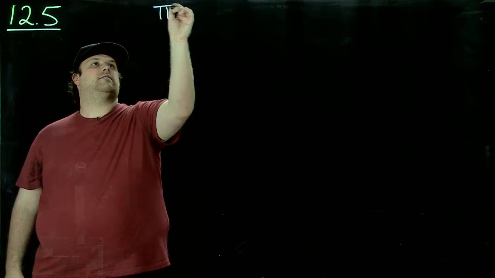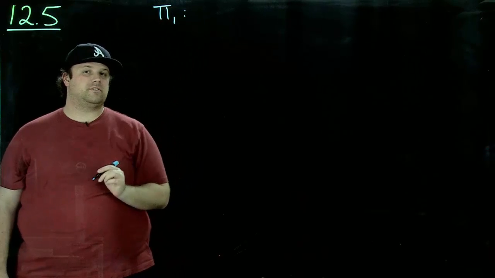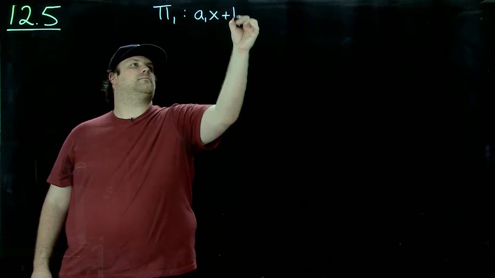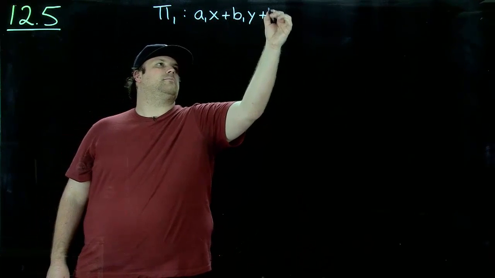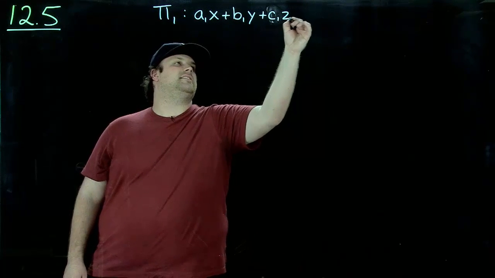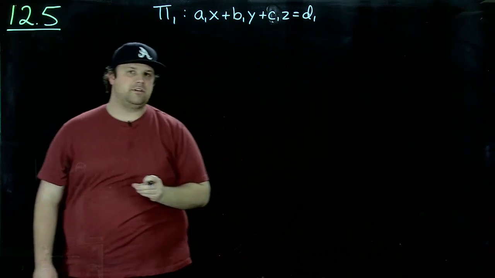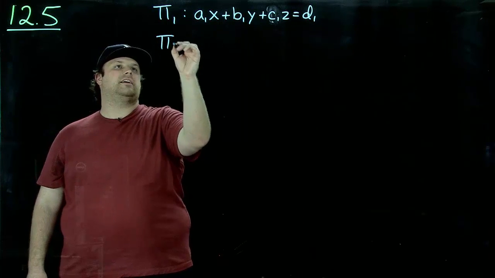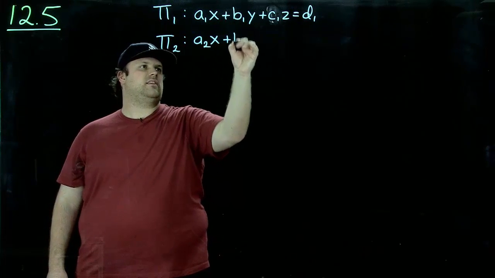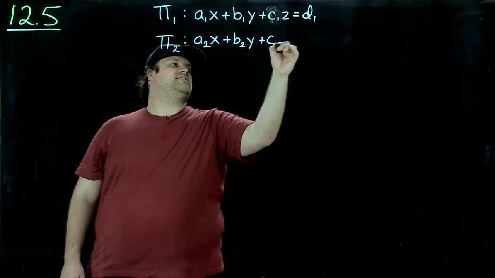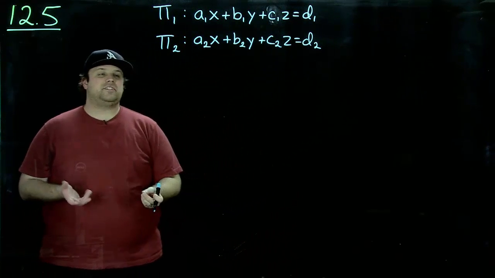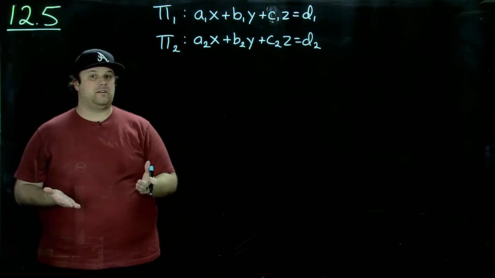All right, so we have, let's say the first plane, let's call it pi 1, is given by a1 x plus b1 y plus, not b, sorry, c1 z is d1. And let's say we have another plane, pi 2, that's given by a2 x plus b2 y plus c2 z is d2. So how can we check if these two planes here are parallel?